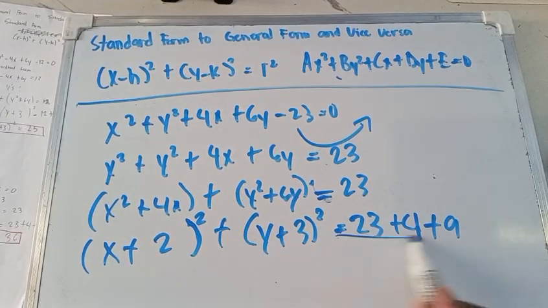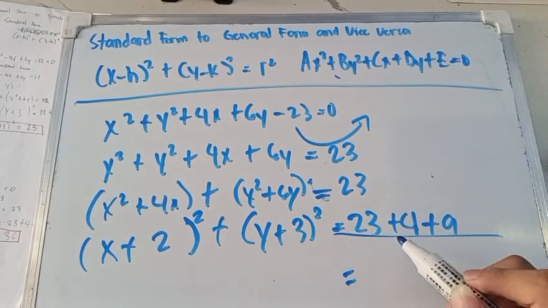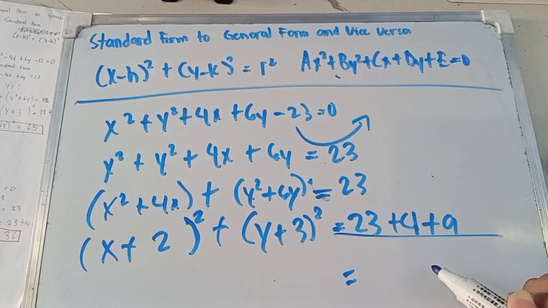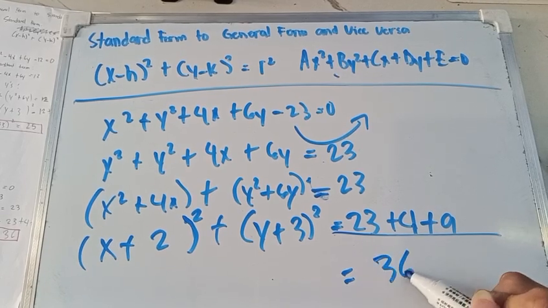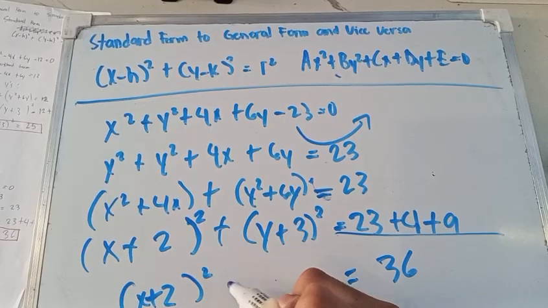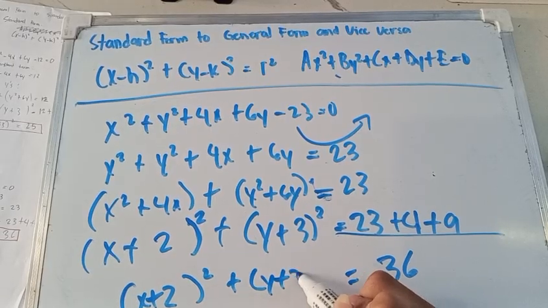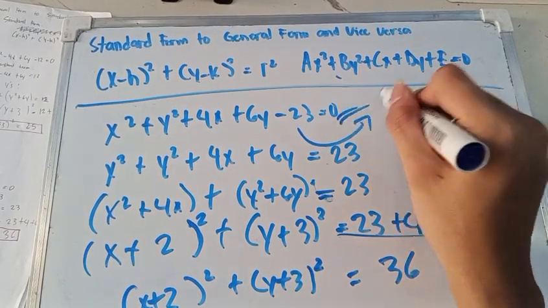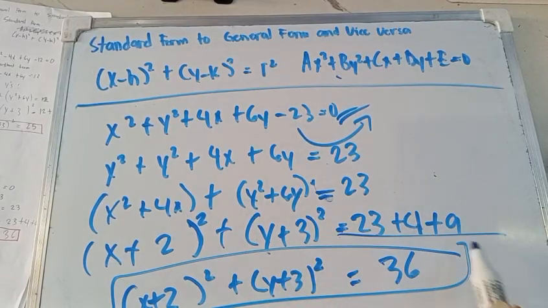Okay, so to simplify this, we will have 23 plus 4 plus 9. That is 36. So therefore, our answer, or the standard form for this general form, is this. And this is our final answer. So that is how you convert from general form to standard form.